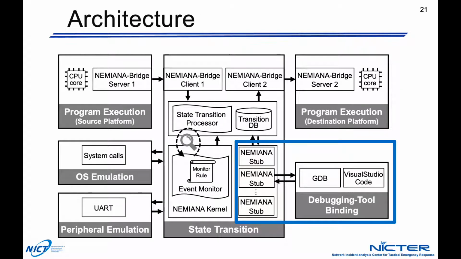The programmer can also use a debugging extension that uses the restored execution state, as shown in the lower left box. For example, GDB can be connected to NEMIANA to check the program's behavior, or a module can be used to monitor buffer underrun.